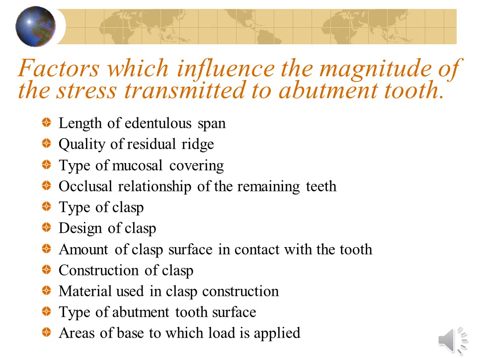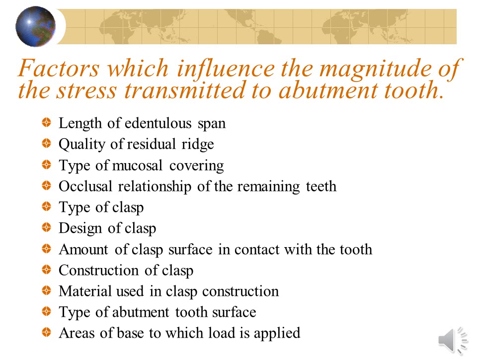Third is the type of mucosal covering. A mucoperiosteum, which is approximately 1 mm thick, gives good support compared to a thin atrophic mucosa. Next is occlusal relationship of the remaining teeth. Improper occlusal relationship and a steep occlusal plane tend to increase the amount of force acting on the denture. Poor occlusal relationship can lead to supraeruption of the opposing natural teeth.